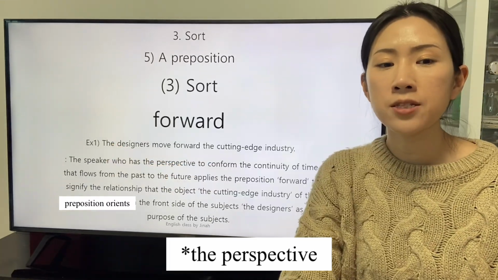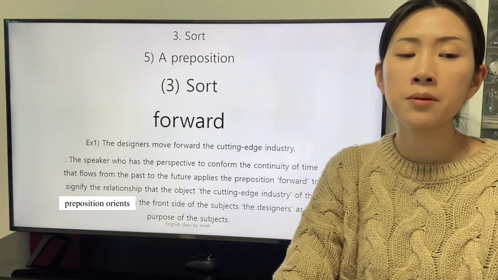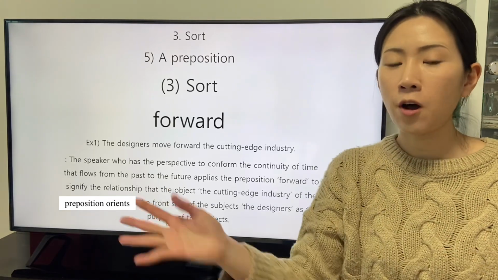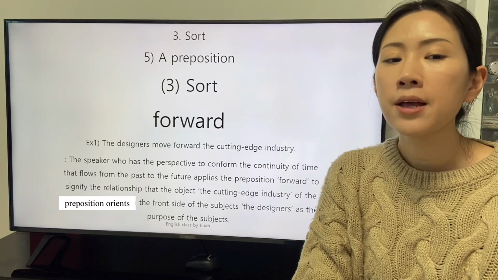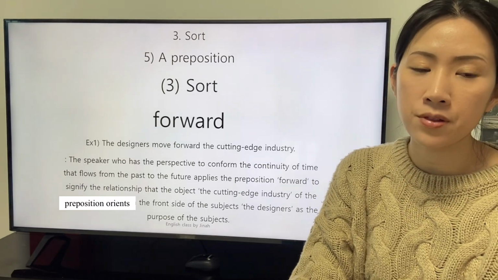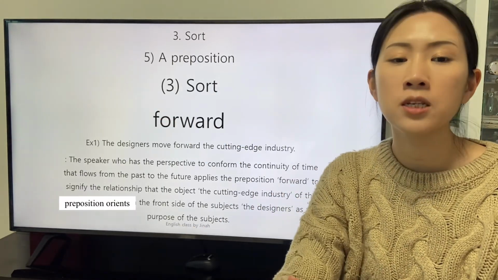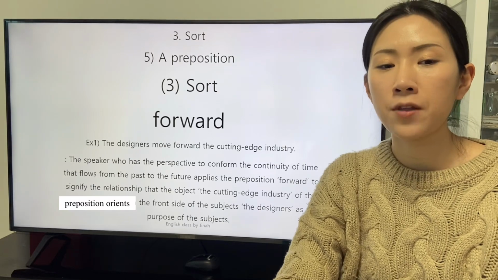The speaker who has the perspective to conform the continuity of time that flows from the past to the future applies the preposition forward to signify the relationship that the object, the cutting-edge industry, of the preposition, is the front side of the subject, the designers, as the purpose of the subject.